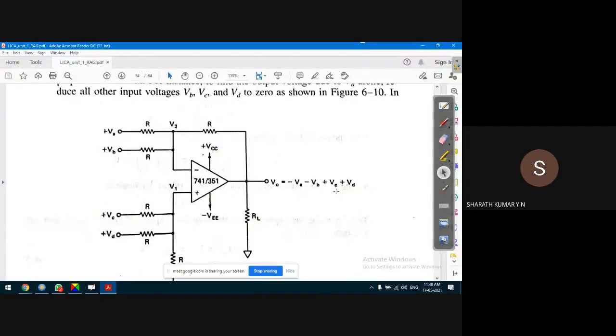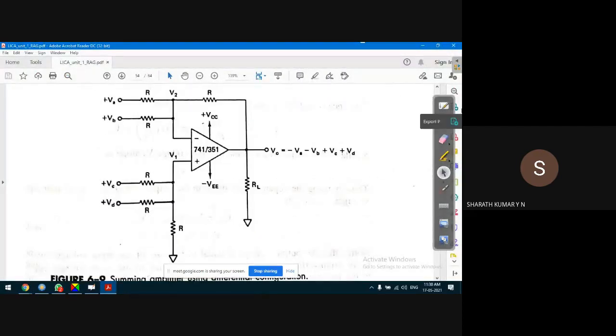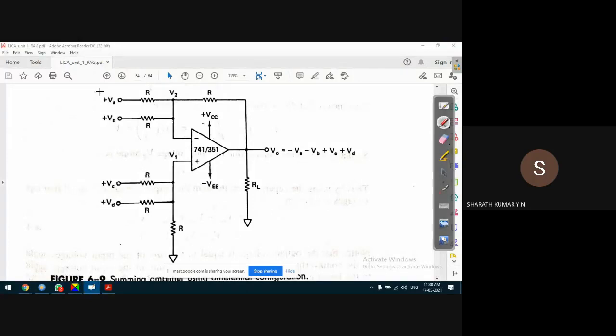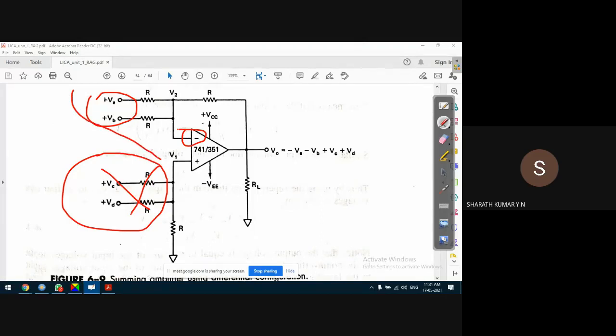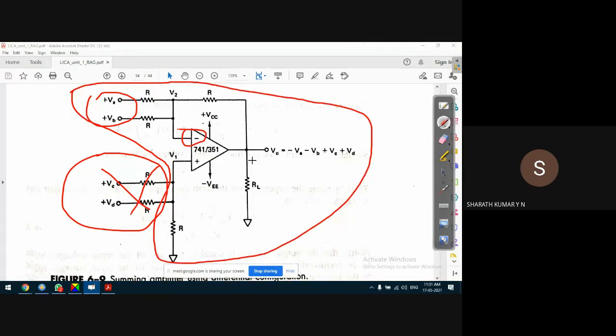We see 4 voltages. There is VA, VB applied to the inverting amplifier. If you assume that these resistors are not connected, and these two voltages VC and VD are not connected, this circuit is nothing but the basic summing amplifier.